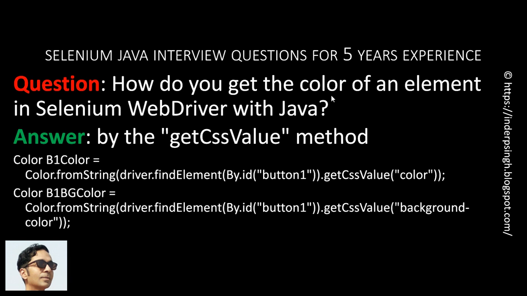How do you get the color of a web element in Selenium WebDriver with Java? There is the method getCssValue. For example, String color, and we can give driver.findElement.getCssValue and give color, and the same getCssValue background-color.